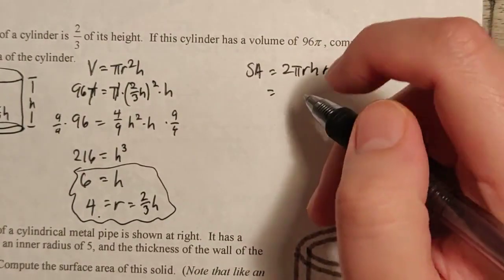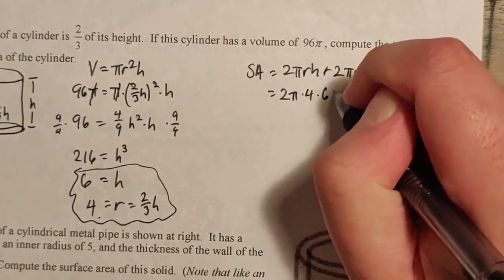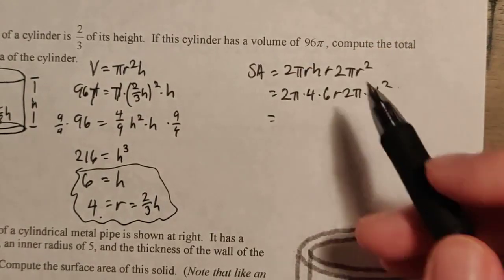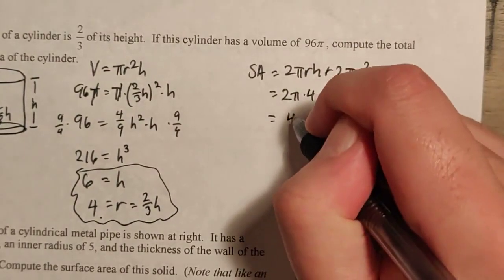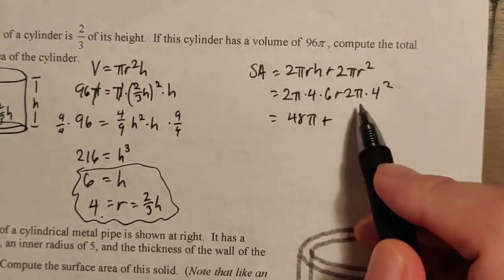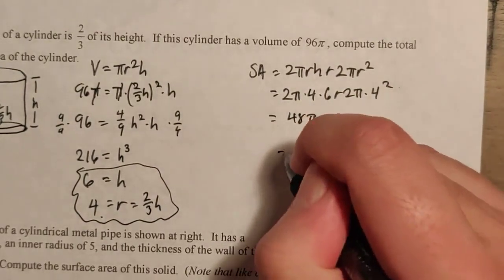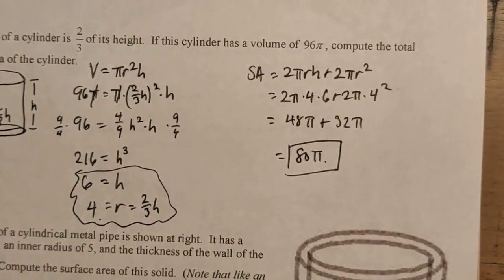So in this case, we can substitute everything. So 2 pi times 4 times 6 plus 2 pi times 4 squared. Well, let's see here. I guess we can just do this calculation. So 2 times 6 is 12, times 4 is 48. So we have 48 pi. 16 times 2 is 32. So we have 32 pi here. So 48 and 32 yields us 80. And our total surface area is 80 pi.